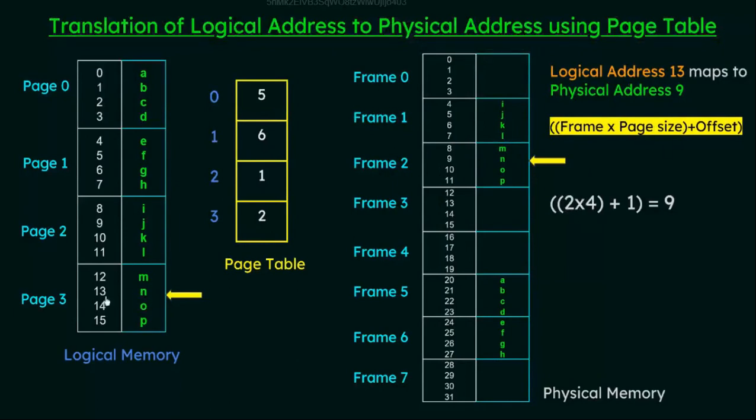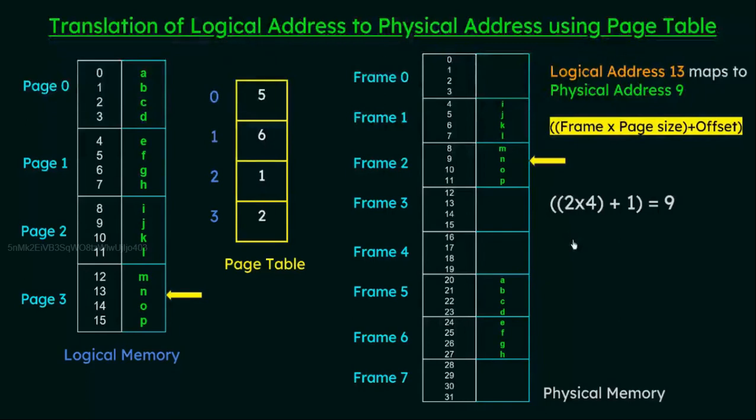So what is the offset here? We see that logical address 13 is at the first offset. This is 0, this is 1. So it is in the first location, so the offset is 1. So we have 2 into 4, which is 8, plus 1, which is 9. If you look here, we see that logical address 13, which is this N, is stored in physical address 9. So this is how we can translate the logical address to physical address using a page table.